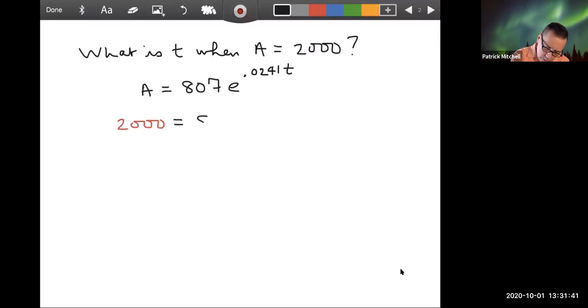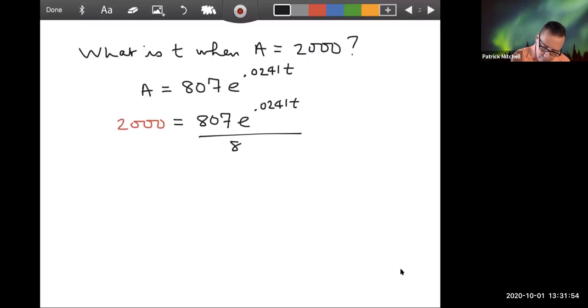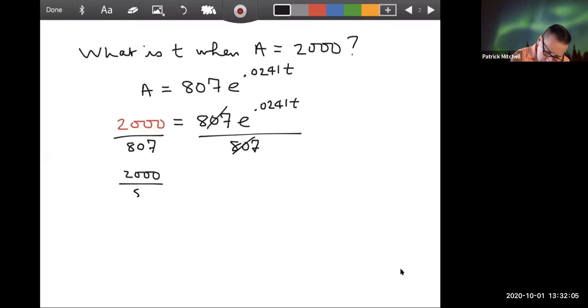equals 807 e to the power 0.0241 t. So the first thing I'm going to do is divide by 807. That's going to give me 2,000 divided by 807 equals e to the power 0.0241 t.